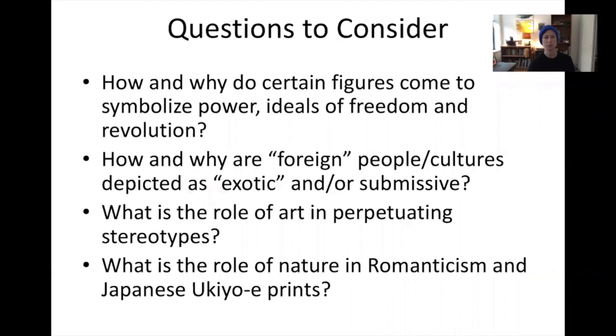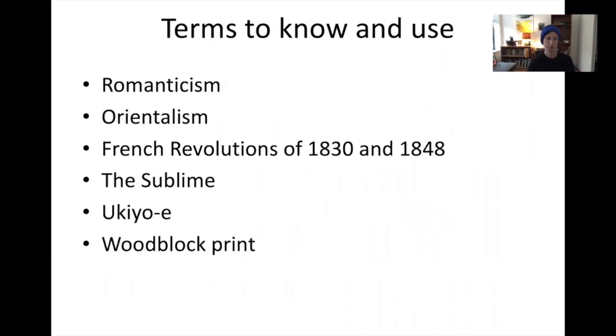Some of the questions to consider this week. First, how and why do certain figures come to symbolize power, ideals of freedom, and revolution? How and why are foreign, quote-unquote, people or cultures depicted as exotic and/or submissive? What is the role of art in perpetuating stereotypes? What's the role of nature in Romanticism and Japanese ukiyo-e prints?